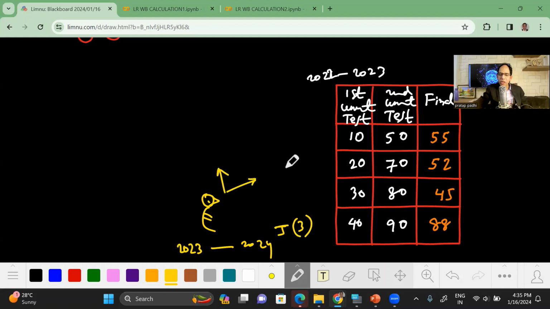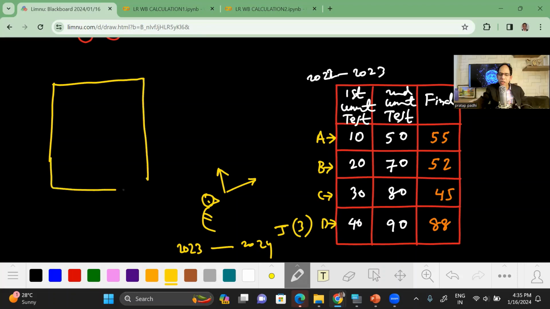Suppose for this student, 10 and 50 we know. For this one, we know 20 and 70. For this one, we know 30 and 80. For this one, we know 40 and 90, right? Similar to this, I'll take you through how to deploy a model. Everything we'll do. An end-to-end project, okay? Just be with me.